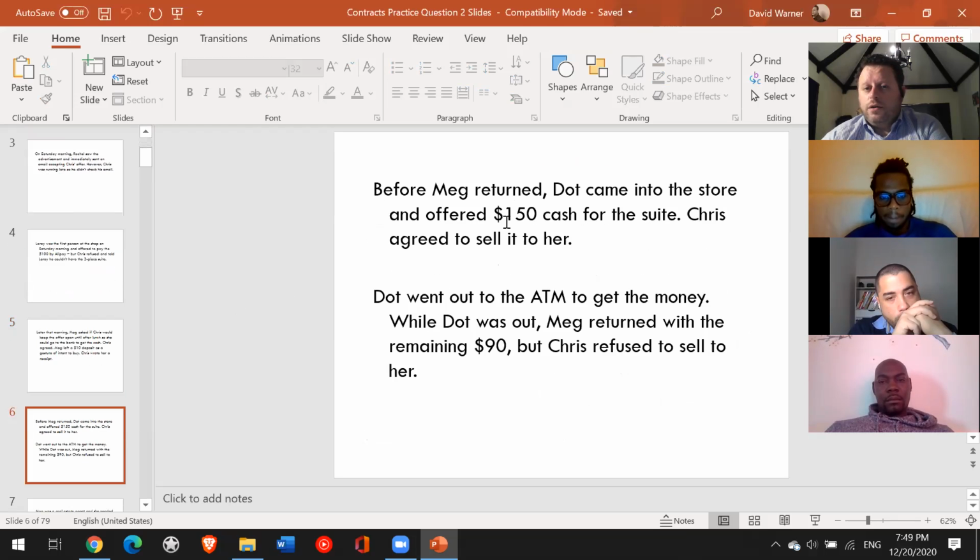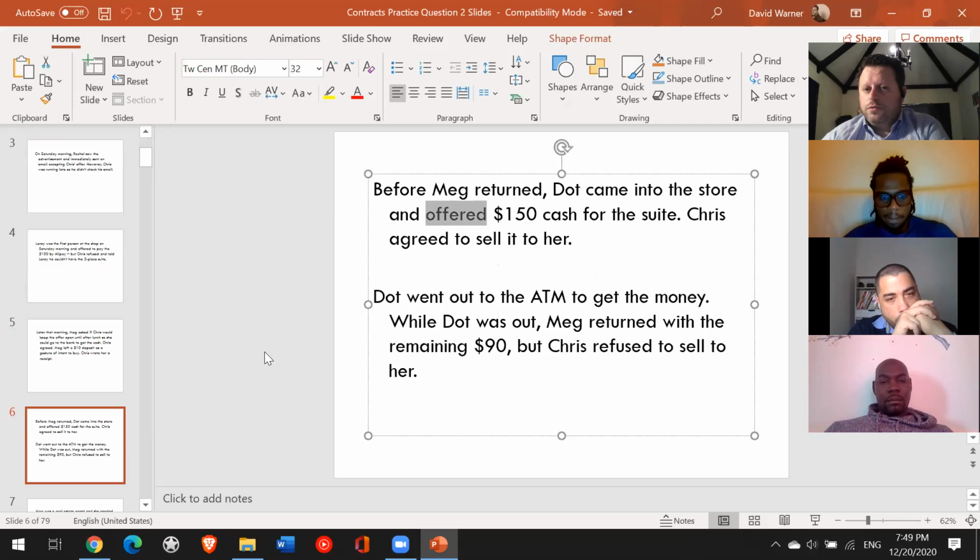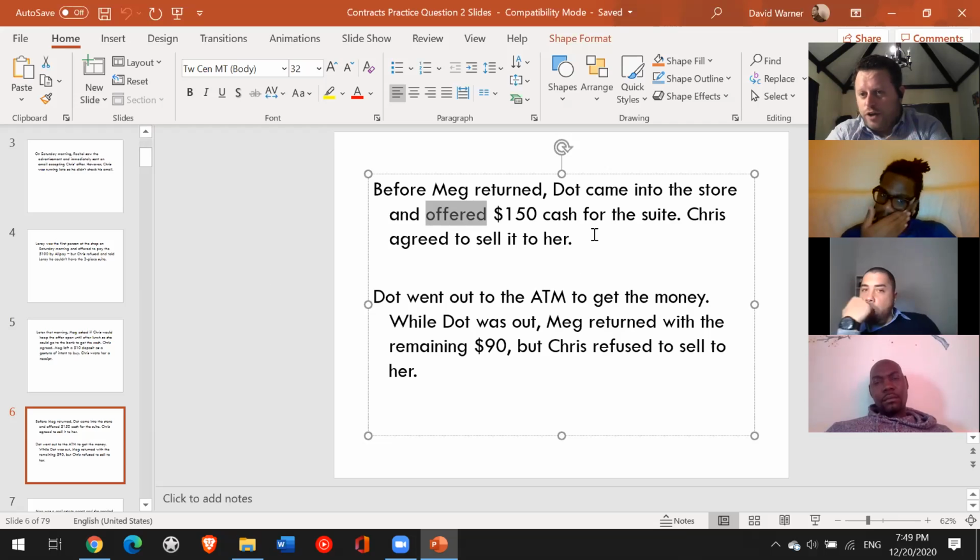So Dot offered 150 cash. She made a new offer. Did Chris accept her offer? Yes, Chris accepted the offer. They exchanged consideration, right? She goes out to get the money, but the consideration will be Dot gives him money and he gives her the sofa. So okay, that's good consideration.